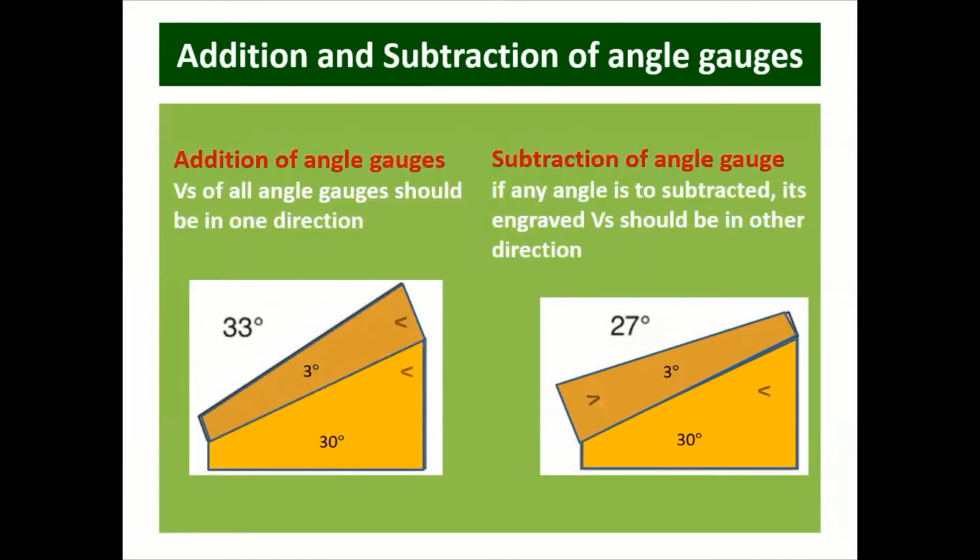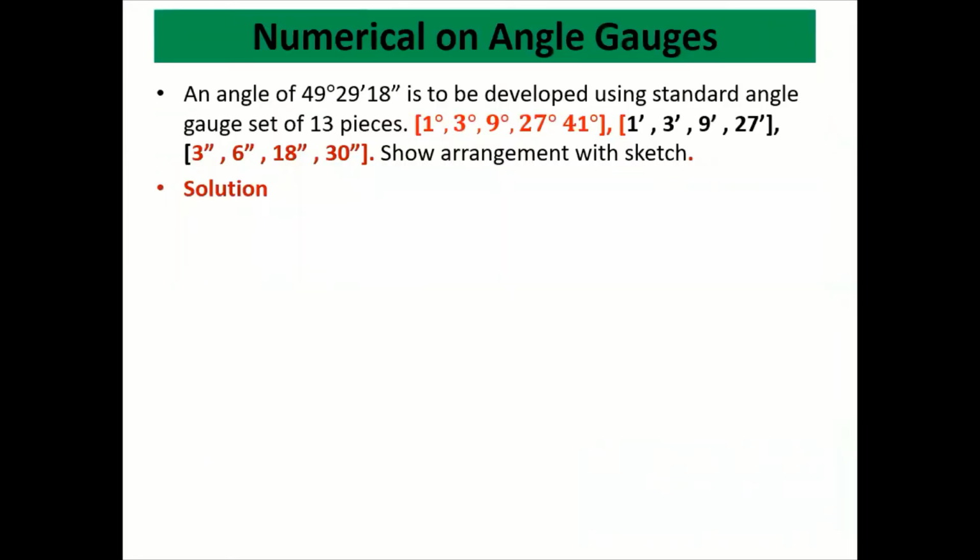So here again we'll see some problems on this. An angle of 49 degrees 27 minutes and 18 seconds is to be developed using a standard angle gauge set of 13 pieces. So these are the different 13 pieces. It is given in the problem, and also show the arrangement with a sketch. So I have to develop this angle now.